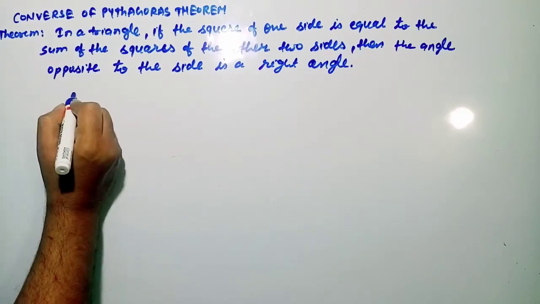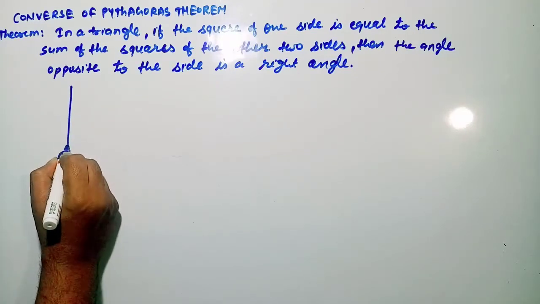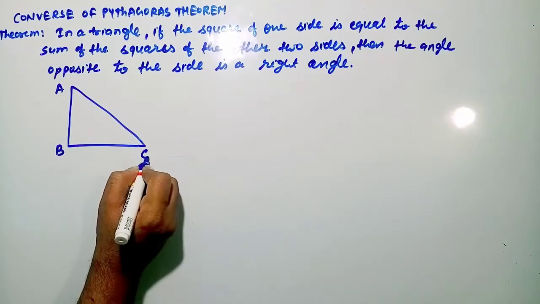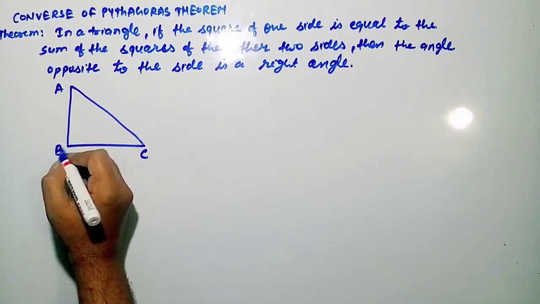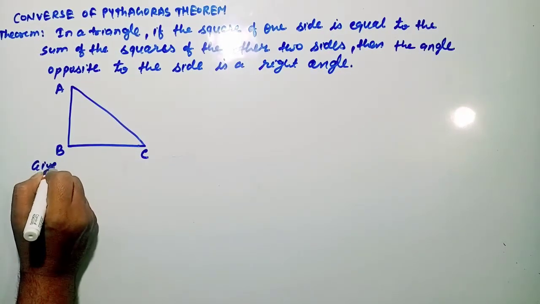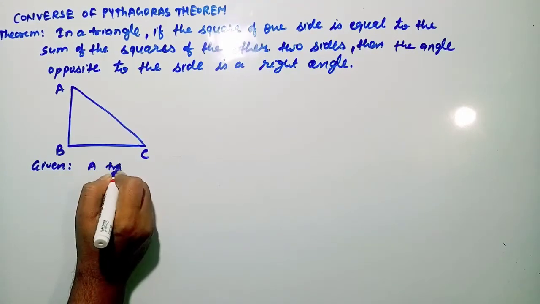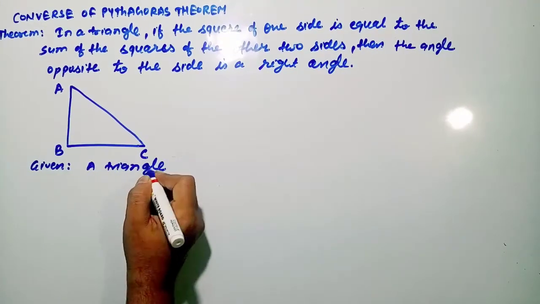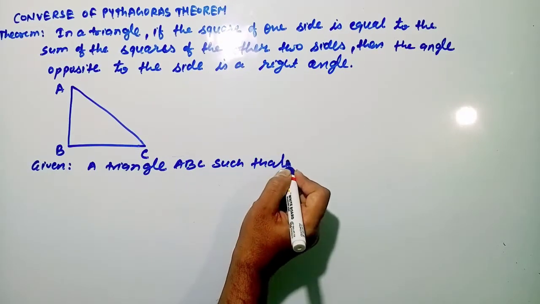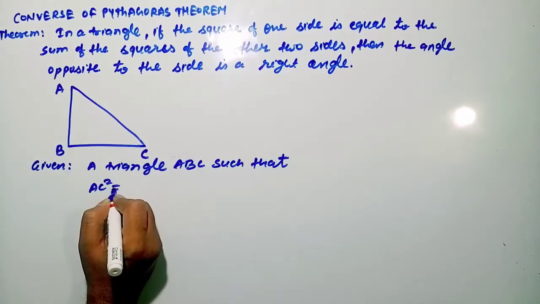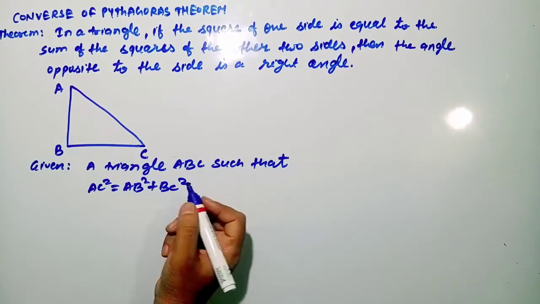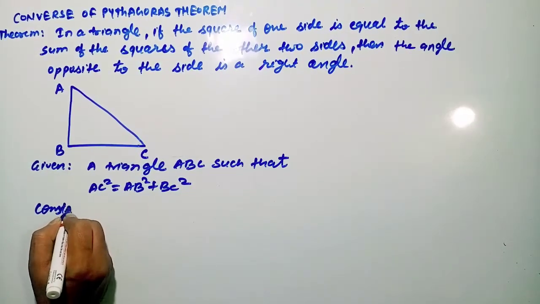Okay, so as per the statement, drawing the figure over here, triangle ABC is given, but we don't know that angle B is 90 degree or not, right? Just we are drawing this triangle. So as per the statement, we have given that in a triangle ABC, such that AC square is equal to AB square plus BC square, right?